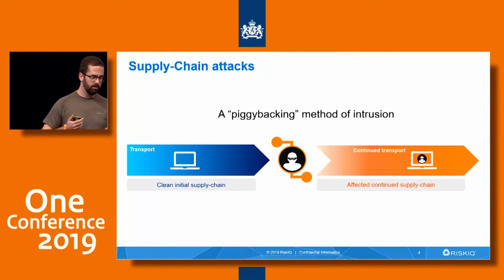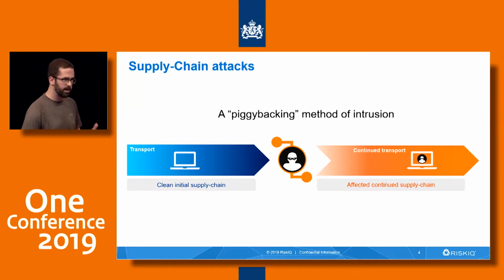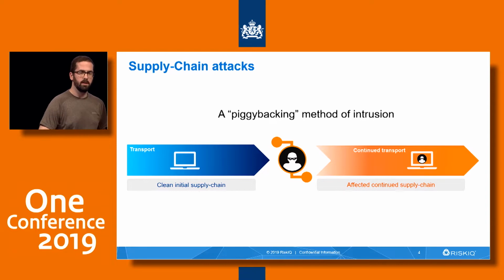So I want to talk about supply chain attacks. They're really interesting on very different levels. The basic concept, obviously, is piggybacking, or a piggybacking method of intrusion. You get in by just hopping on something and just using it as sort of a delivery method. And the basic concept is you have a supply chain, somebody does something with it, it gets contaminated, it is affected, and it continues on, and people don't know. That's the basic of it. And you can do it in a lot of different ways.